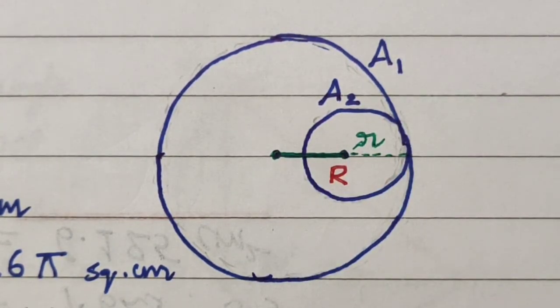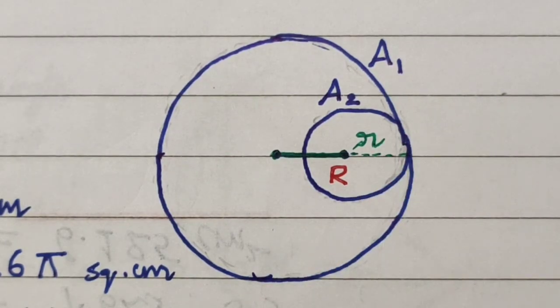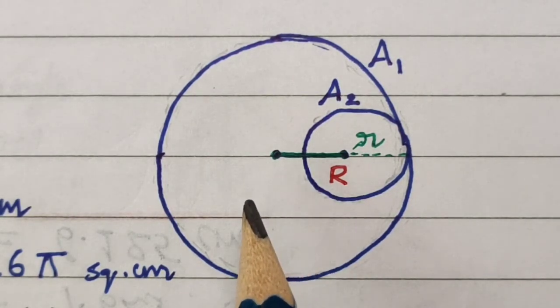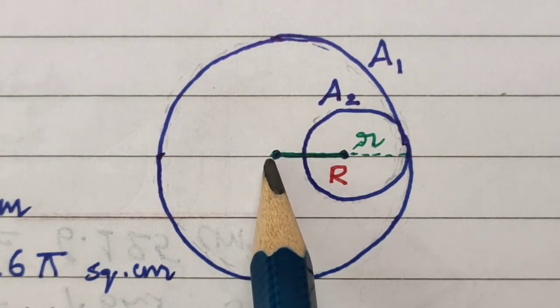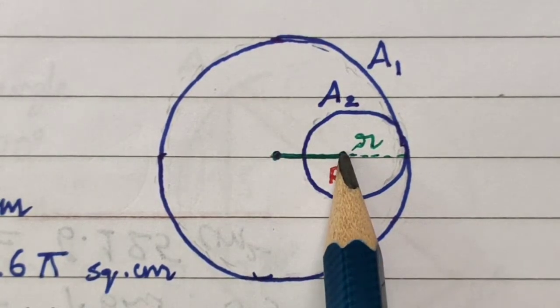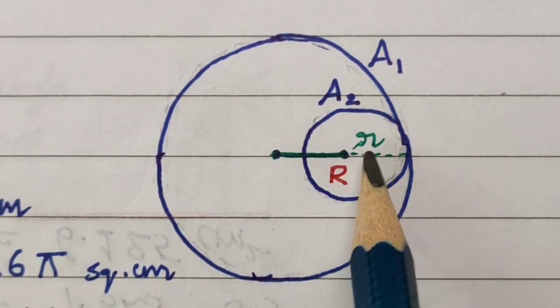Two circles touch internally. The sum of their areas is 116 pi square centimeters. A1 plus A2 is 116 pi square centimeters, and the distance between the centers is 6 centimeters. The distance between the center of the bigger circle and the center of the smaller circle is given as 6 centimeters. We have to find the radii R and r.